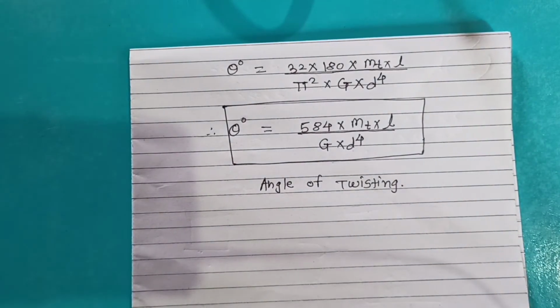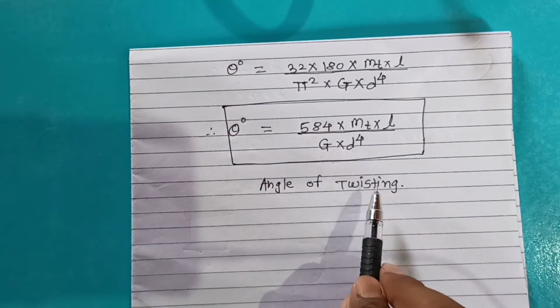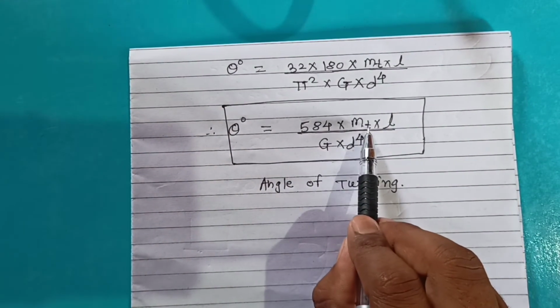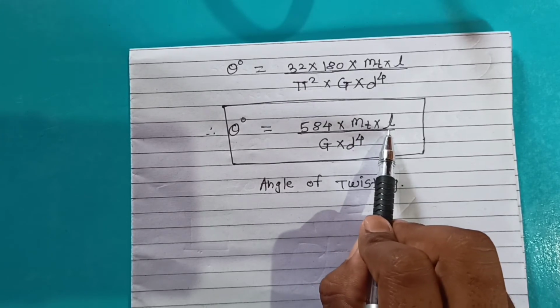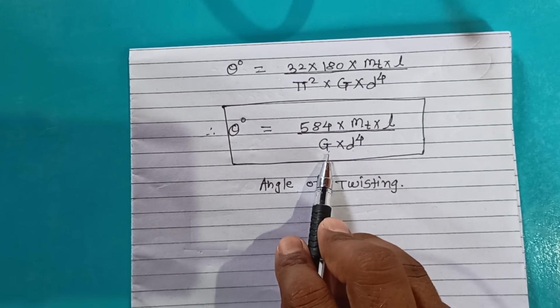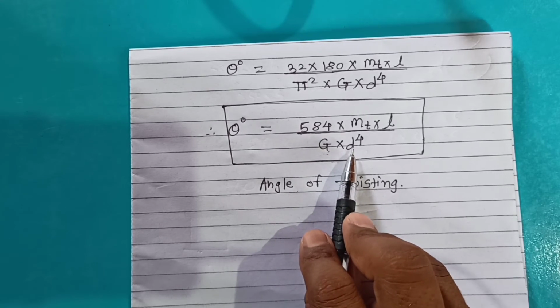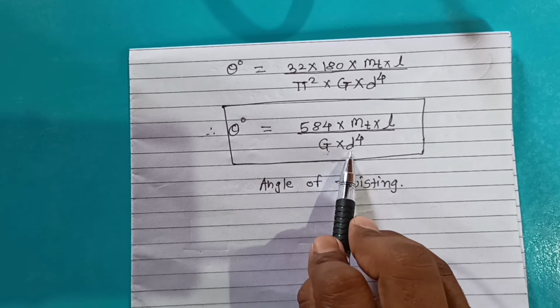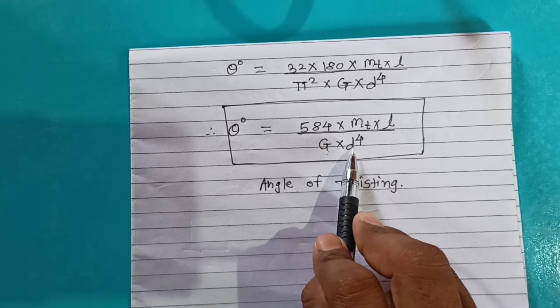Now see here, the value of theta in terms of degree is the angle of twisting. Mt is nothing but the twisting moment, which is given in the problem, and L is the length of the shaft. G depends upon the material of the shaft; it is the modulus of rigidity. D is the shaft diameter, and in design of shaft it is necessary to find out the value of D.